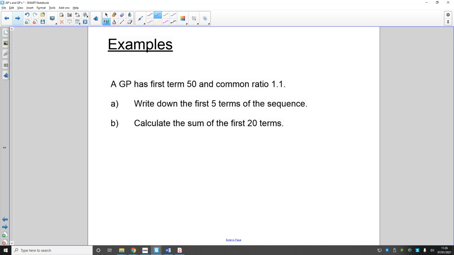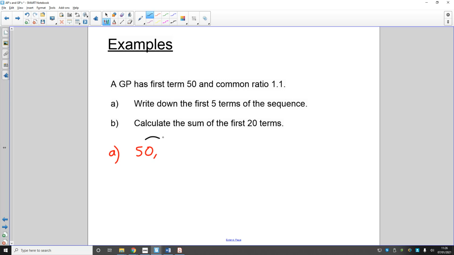Okay, let's have a look at some examples then to do with this. So a geometric progression has the first term 50 and a common ratio 1.1. So we know that it's going to start off with 50. To get my second term here, I need to multiply it by 1.1. So for part A, we're being asked to write down the first 5 terms of the sequence.